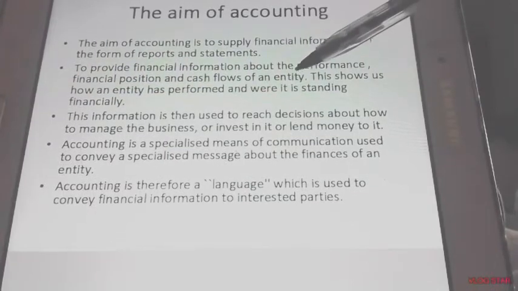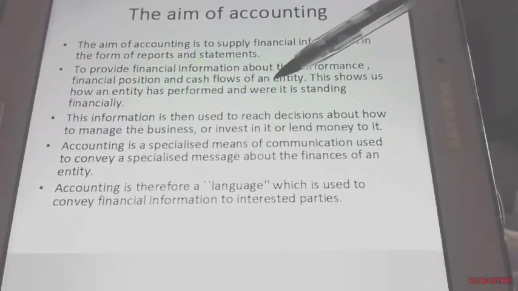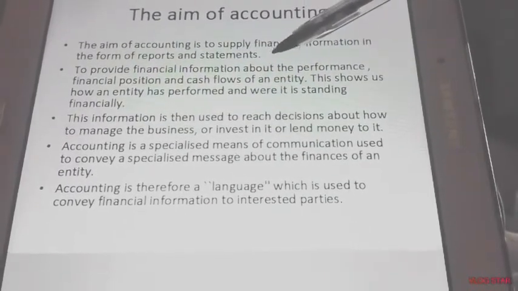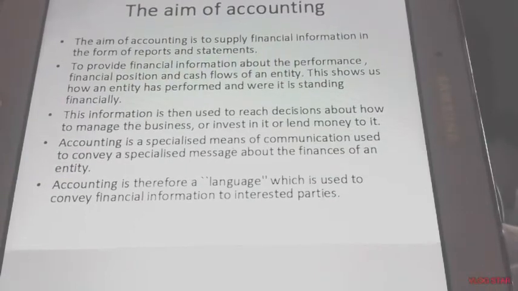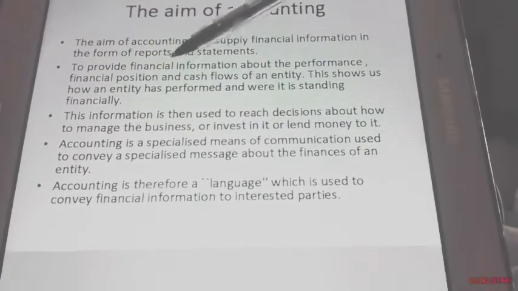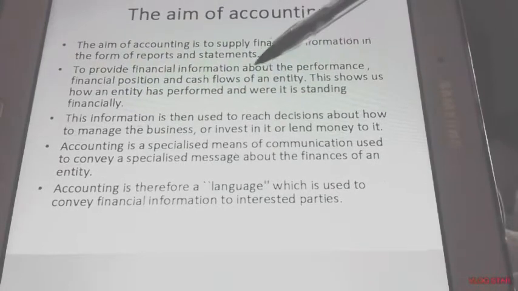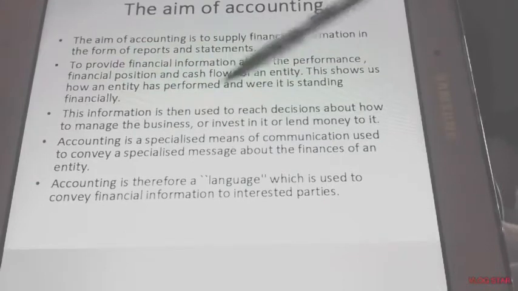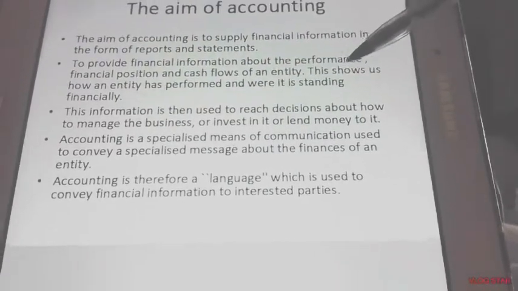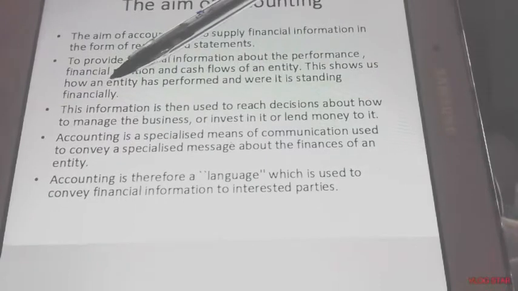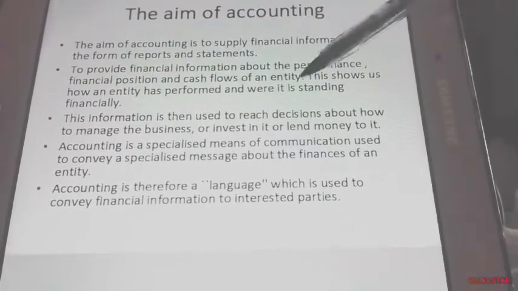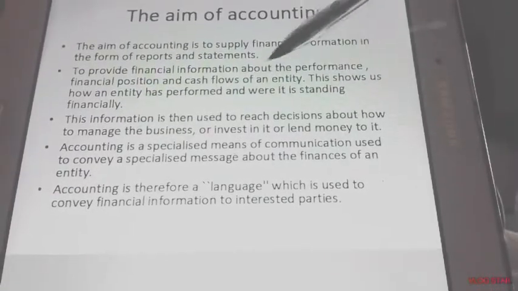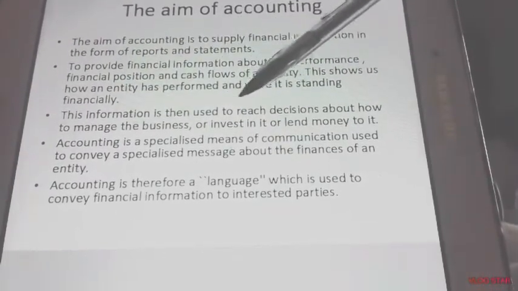And so the whole point of accounting is just to provide information about how the business is performing and where the business is standing financially, and the cash flow of an entity, which is how the cash is flowing into the business and then out of the business. So at the end of the day, this shows us how an entity has performed and where it is standing financially. So this kind of information is then used by interested users to reach decisions.